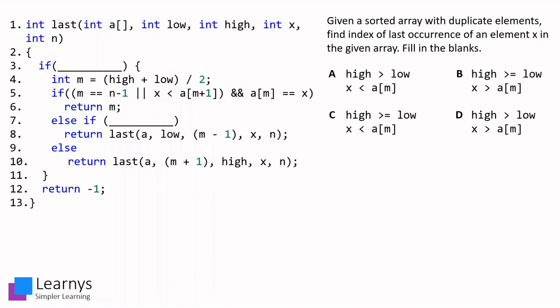Let us now move to the solution. Given a sorted array with duplicate elements, find the index of the last occurrence of an element x. So in the code we can see that we have an array A, a lower index, an upper index, the element x and the size of the array A, that is n.